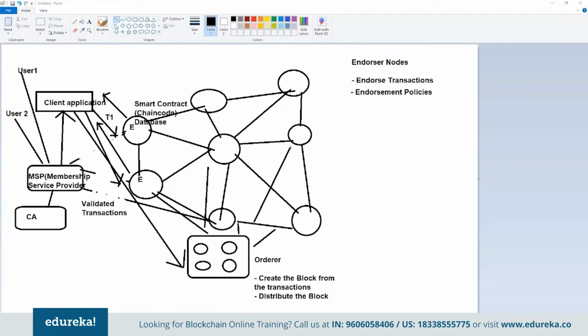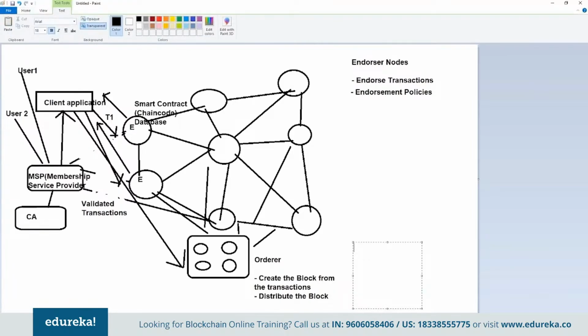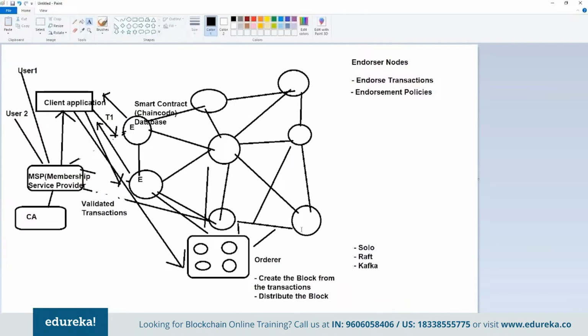There can be different kinds of ordering service. For example, there are three prominent ordering services that we use. They are Solo, Raft, and Kafka. These are the three prominent ordering services that you generally use. Solo is where you just have one node which is creating the blocks and distributing them across. Raft and Kafka are fault tolerant services where you have multiple nodes creating the blocks, running some kind of a Byzantine problem algorithm on those transactions before getting them distributed to the entire network.